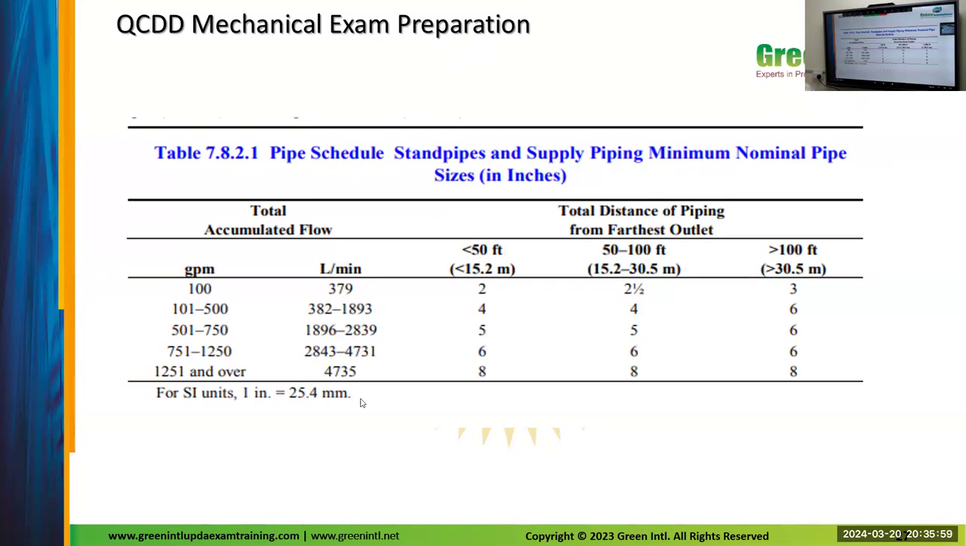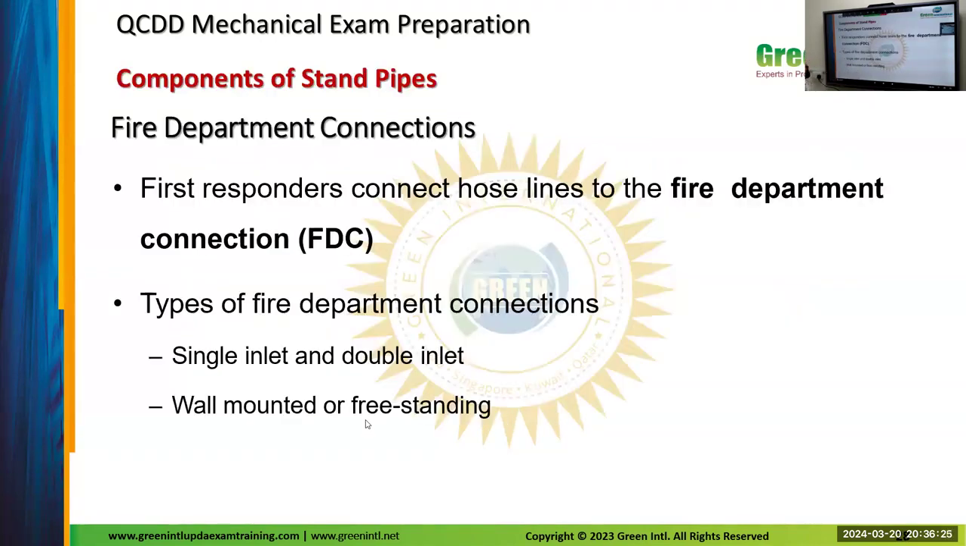Yes, maximum distance. Based on these conditions, for each flow in GPM and liter per minute, we are considering the total distance. If it is less than 50 feet, we will consider this. If it is between 50 to 100, this is the pipe size. If it is more than 100, this is the pipe size. We are selecting the pipes. You don't have to select any pipe in the exam. They will not ask you how much is the pipe requirement, but it is just for your understanding.